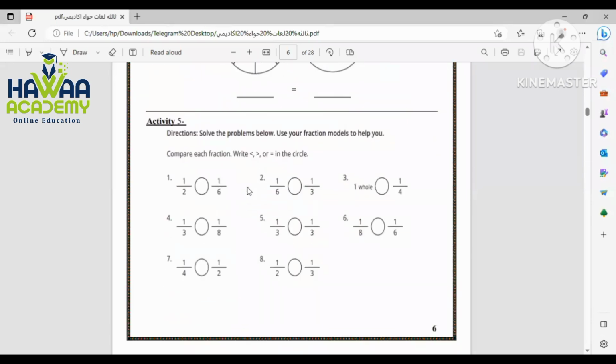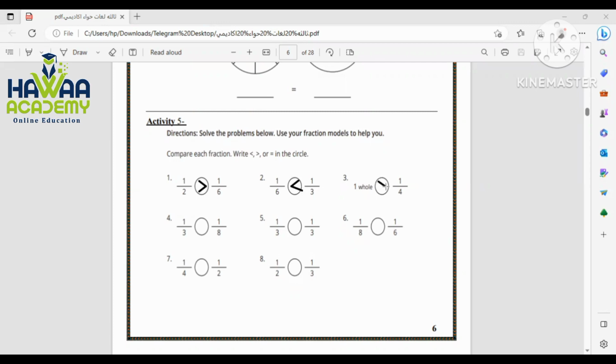Activity 5. Directions. Solve the problem below. Use your fraction models to help you. Compare each fraction, write greater than, less than, or equal to in the circle. Which one is greater? Let's remember first. When you see the lesser denominator, that means the lesser denominator has the bigger fraction. So 1 over 2 is greater than 1 over 6. And here 1 over 3 is greater than 1 over 6.